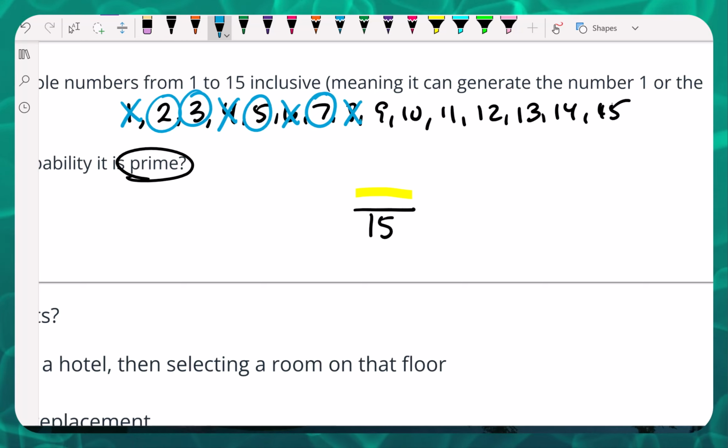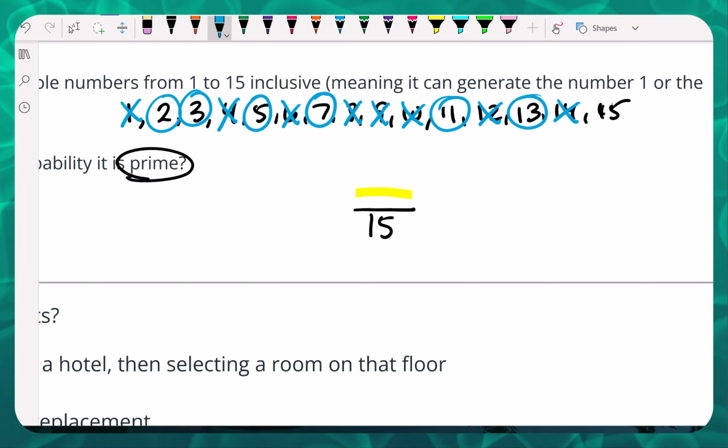Okay, 8's composite, 9's composite, 10's composite, 11. 11 only has 2 factors, 1 and itself. 13 is prime. Okay, everything else is composite. So I've got 1, 2, 3, 4, 5, 6 prime numbers. And if I simplify that, I'm going to wind up with 2 out of 5.